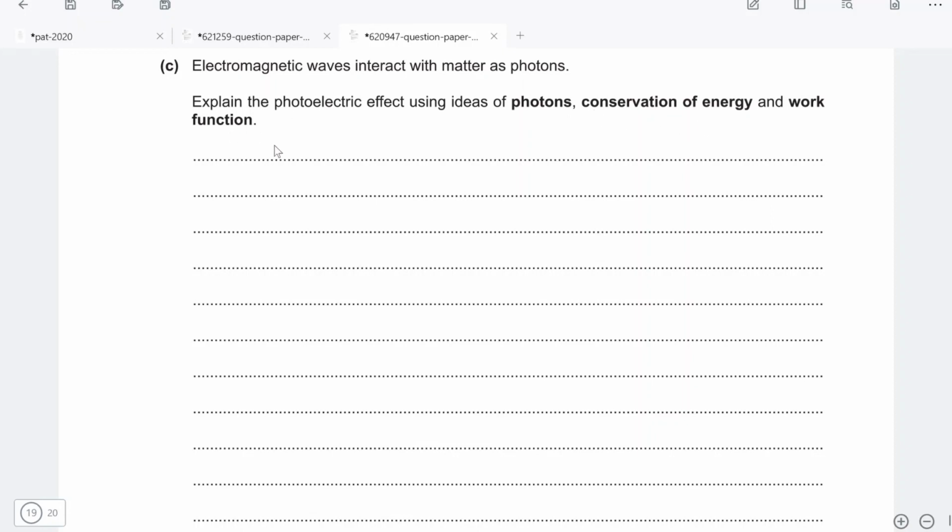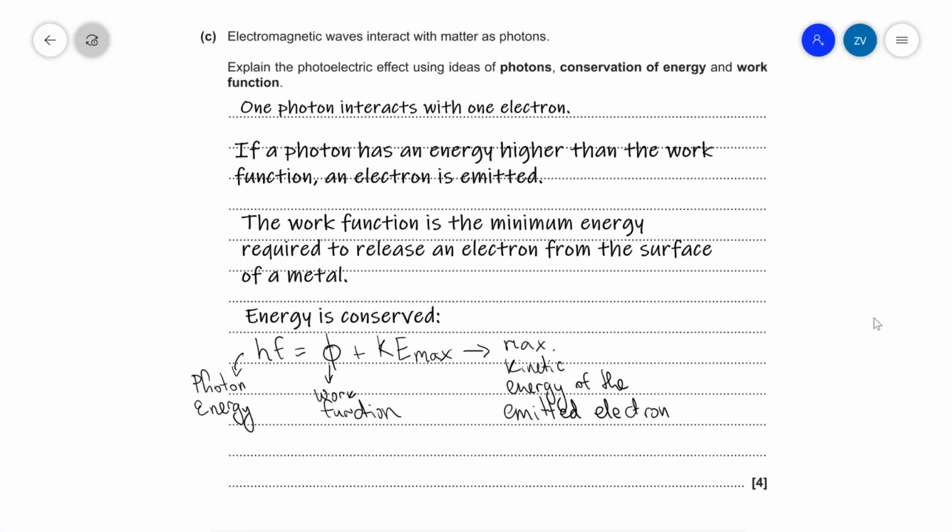Even before starting to write up this question, we know that we're going to have to be explaining Einstein's equation. We also know that we'll need to define the work function, and we'll also need to see how photons fit in this picture. Well, let's write up this question and have a look at the solution. Let's have a look at my solution.